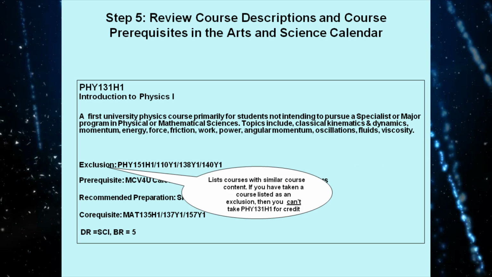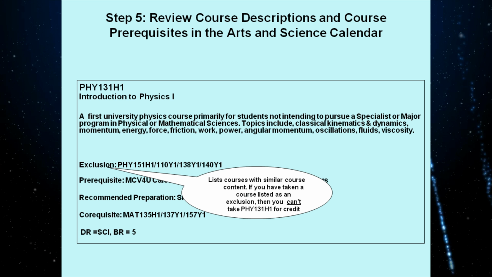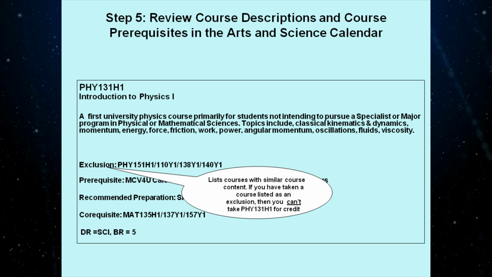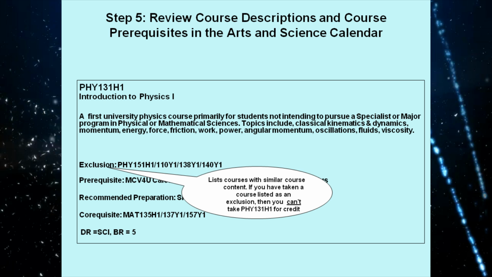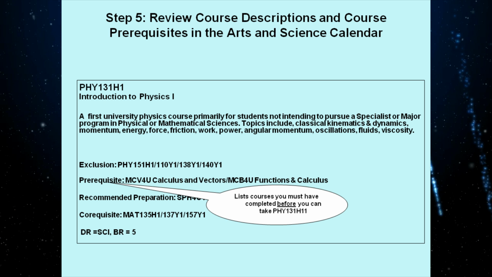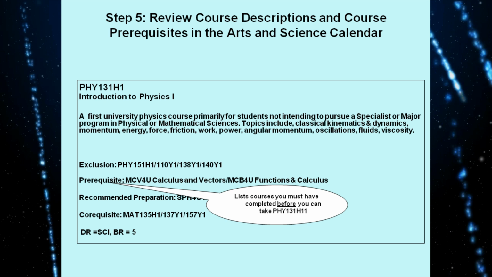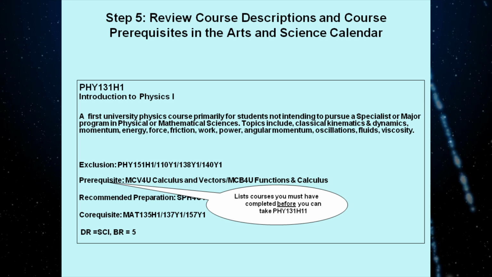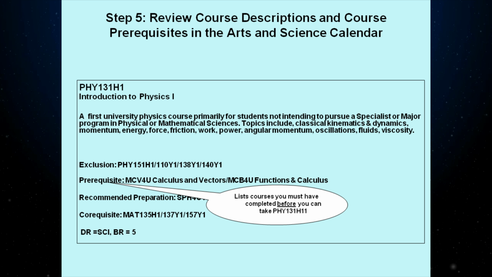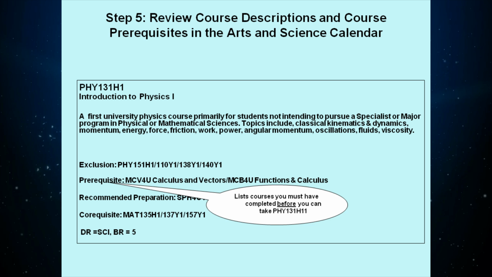Here are the exclusions. This means you can't take any of the courses listed here if you want to take Physics 131 as a credit. These are prerequisites. In this case, it's high school courses. In later years, prerequisites will be other university courses. You must have completed these before you can take Physics 131.